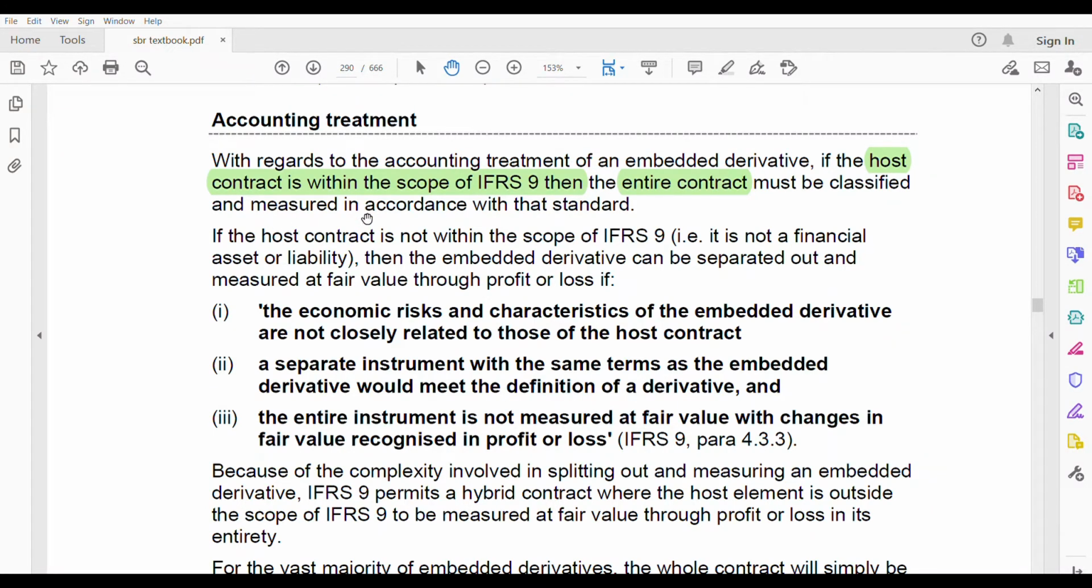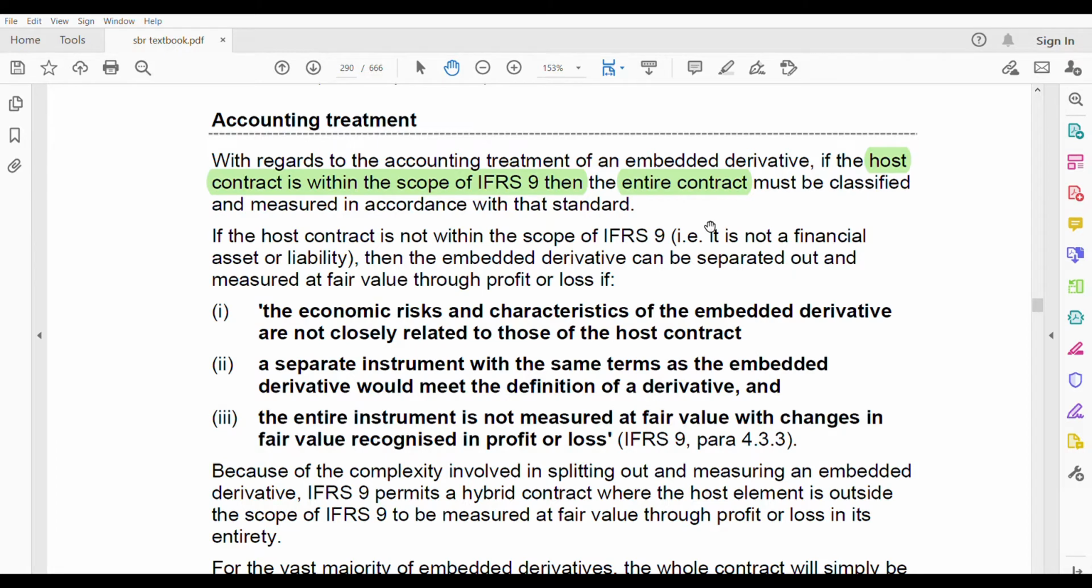If the host contract is not within the scope of IFRS 9, what do you mean by not within the scope of IFRS 9? For example, it is not a financial asset or a financial liability. That means you cannot use IFRS 9 to deal with that contract. You have to use some other standard.